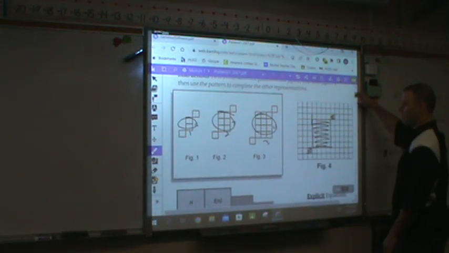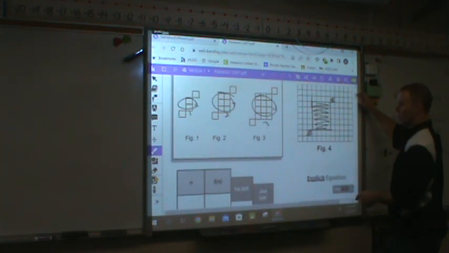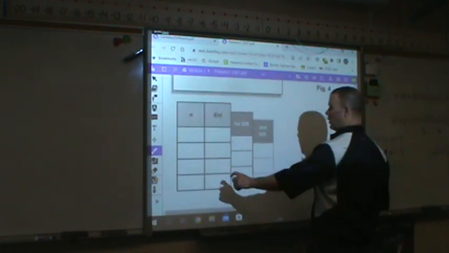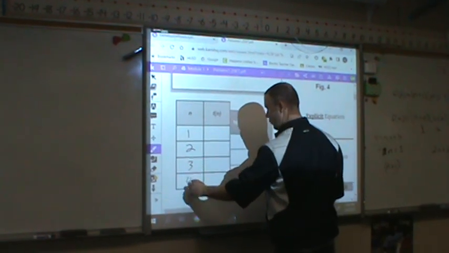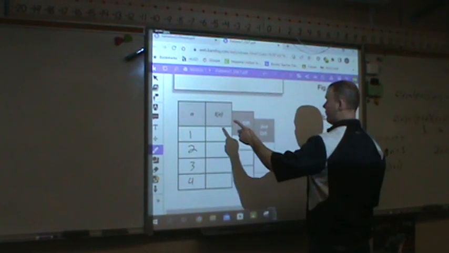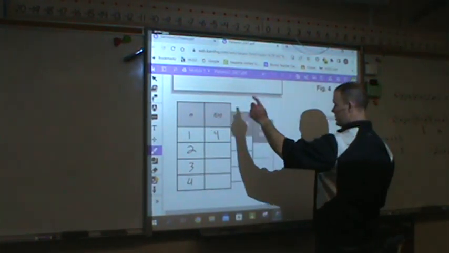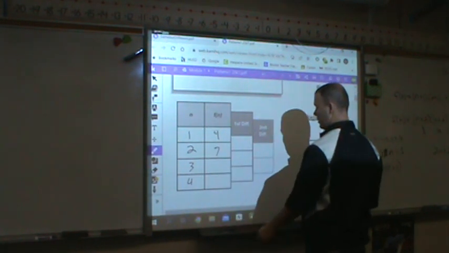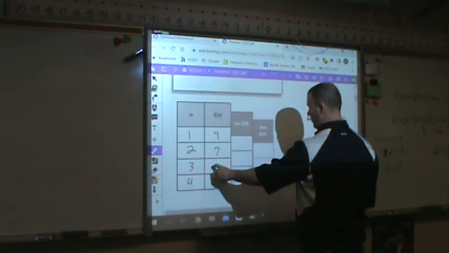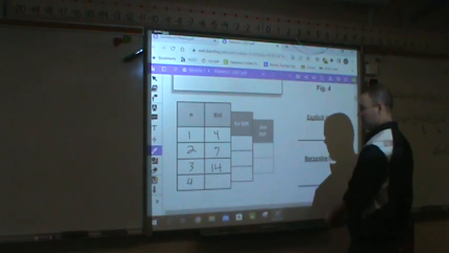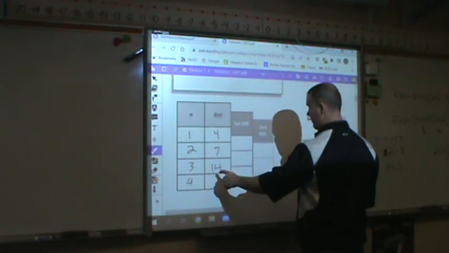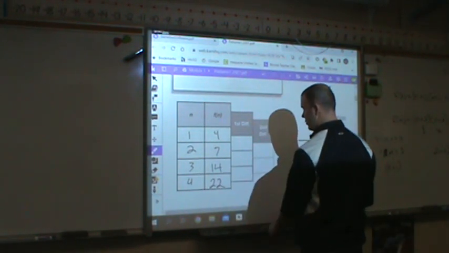If we go ahead and look at the figure number and the number of blocks, figure 1, 2, 3, and 4, that's what n represents. F of n was 4. So 2 by 3 is 6, plus 2 is 7. 3 by 4, 12, plus 2 is 14. 4 by 5, which is 20, plus 2 is 22.